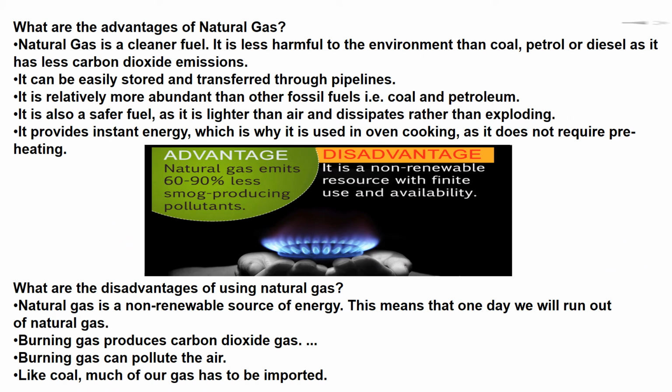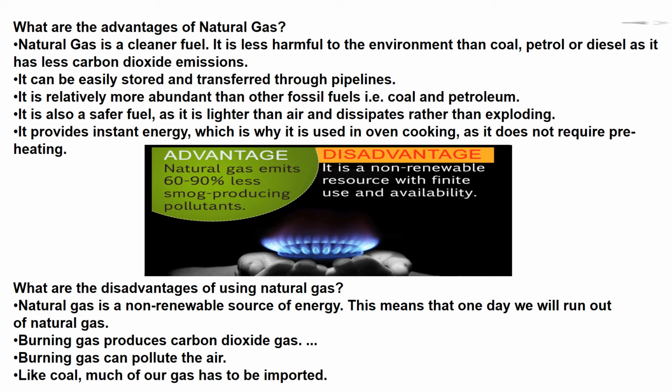Children, let's study about the advantages of natural gas. Natural gas is a cleaner fuel. It is less harmful to the environment than coal, petrol, or diesel as it has less carbon dioxide emissions. It can be easily stored and transferred through pipelines. It is relatively more abundant than other fossil fuels, for example coal and petroleum. It is also a safer fuel as it is lighter than air and dissipates rather than exploding. It provides instant energy, which is why it is used in oven cooking as it does not require preheating.